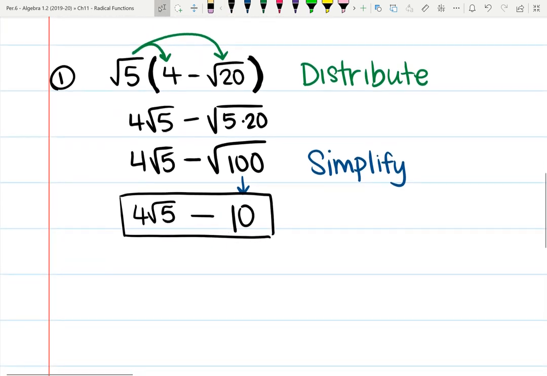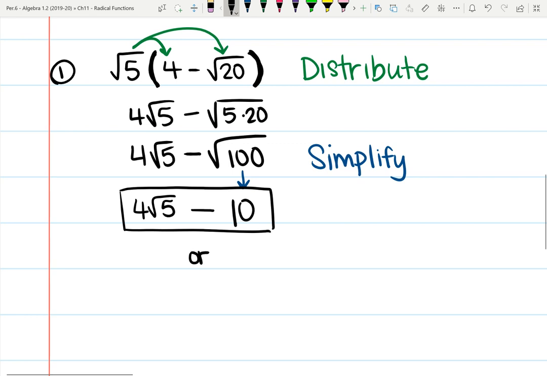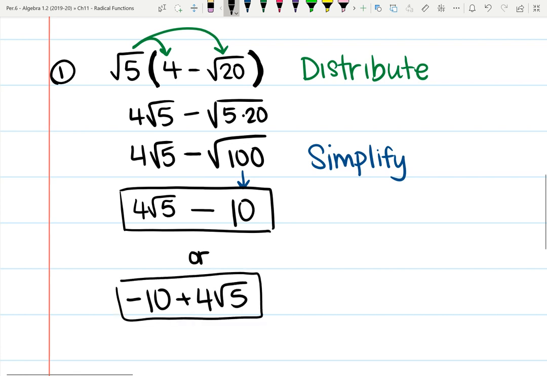Now you could write it like this. You could put the negative 10 out front and say plus 4 radical 5. That would be the same thing. It just depends on how you want to rearrange the numbers, but honestly, it makes no difference to me. Okay? All right, let's take a look at example number 2.